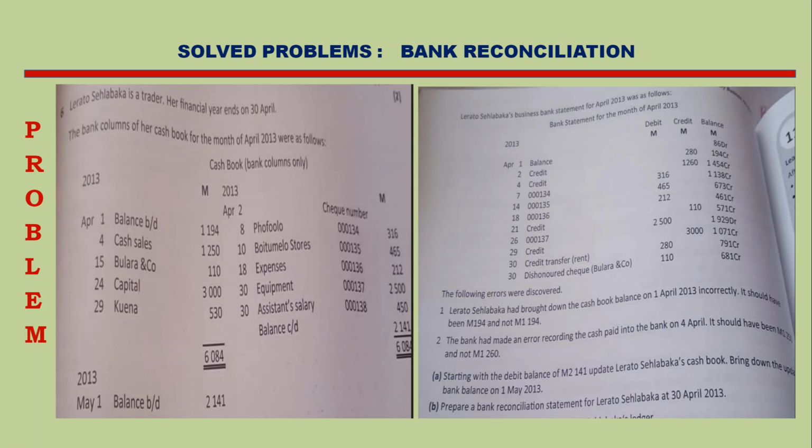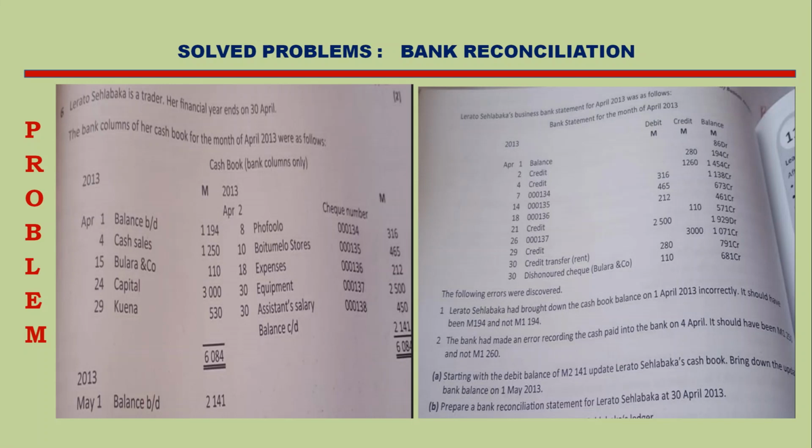Total receipts including opening balance 6084. On the credit side, payments. April 8, Fofolo, check number 00134, amount 316. April 10, Bitumelo Stores, check number 000135, amount 465. April 18, expenses paid by check 000136, amount 212. April 30, equipment paid by check number 000137, amount 2500.